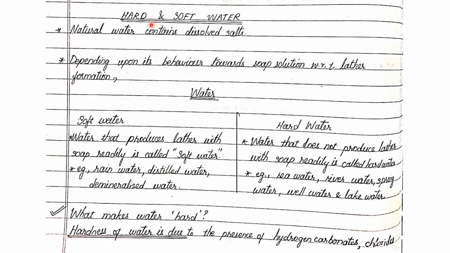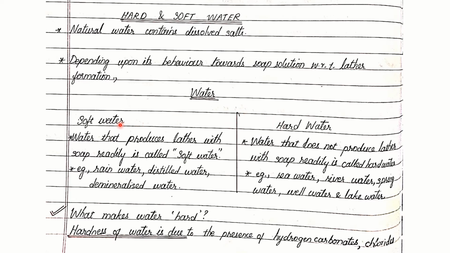Clear? I now move on to the next very important topic, which is hard and soft water. Natural water contains dissolved salts. Depending upon its behavior towards soap solution with respect to lather formation, water may be classified as soft water and hard water. Water that produces lather with soap readily is called soft water. Water that does not produce lather with soap readily is called hard water. Clear? So this is the main difference between soft water and hard water.